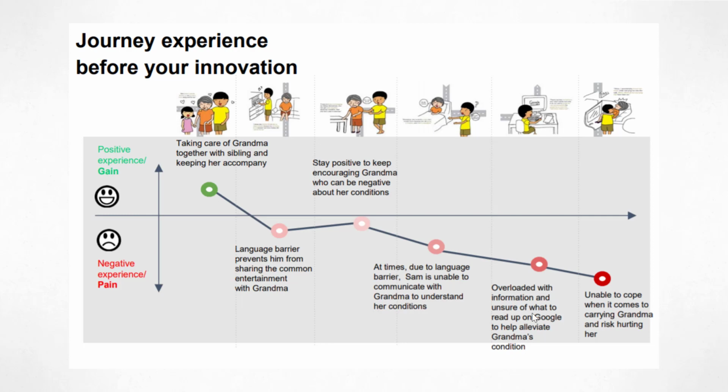Being overloaded with information and unsure of what to do, Sam actually tries to read up on Google to alleviate grandma's condition. But it is not helping because there are too many things on Google. And finally, when he's unable to cope, he tries to carry grandma and risks hurting her. So that is actually the journey map of Sensible Sam trying to take care of his grandmother.